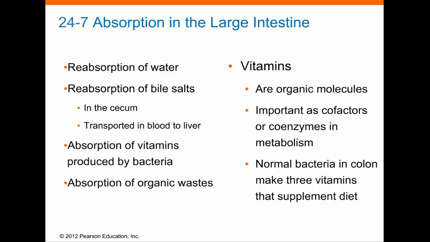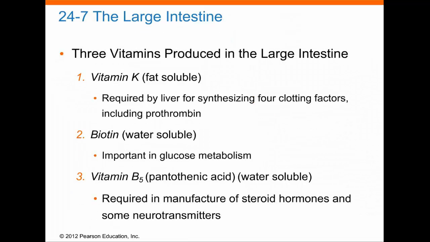The normal bacteria in the colon make 3 vitamins that supplement the diet. So the vitamins that are produced in the large intestine are vitamin K, which is fat soluble, which is required by the liver for synthesizing 4 clotting factors, including prothrombin. We'll look at these clotting factors in a few weeks' time when we look at blood. Biotin, which is water soluble, and that's important for glucose metabolism. The third vitamin is vitamin B5, pantothenic acid, which is also water soluble, and it's required for the manufacture of steroid hormones and some neurotransmitters. So it's vital for us to have a normally functioning bowel so that these vitamins can be produced and we can function properly.